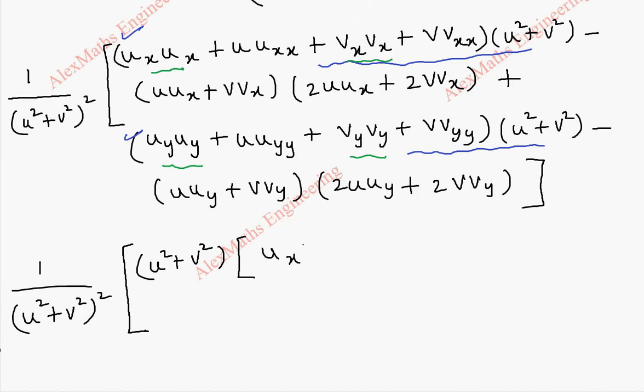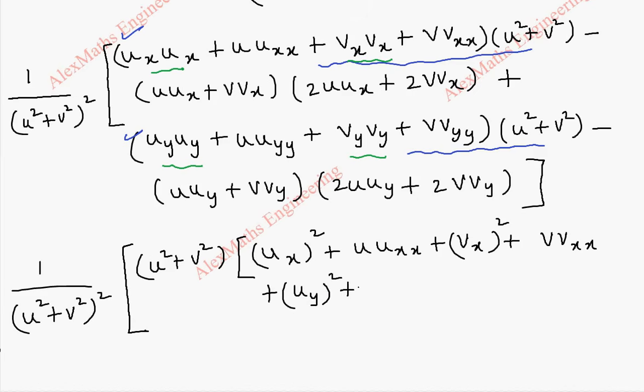This is ux whole square plus, and we have (uxx + vx) whole square plus (vxx + uy) whole square plus (uyy + vy) whole square plus vyy. Close the bracket. Then two minus signs are there.